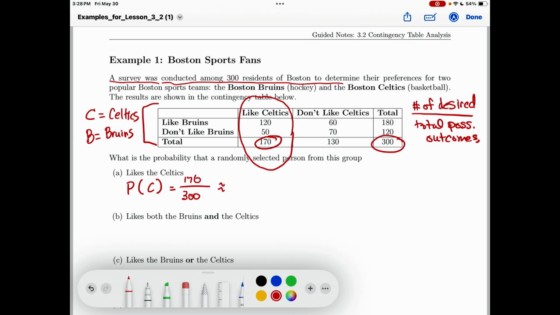Now, typically with probability, we like to round to 4 decimal places unless we tell you otherwise. And so when I take 170 divided by 300 and I round it to 4 places, we're going to get 0.5667.